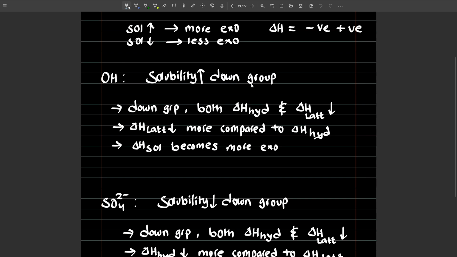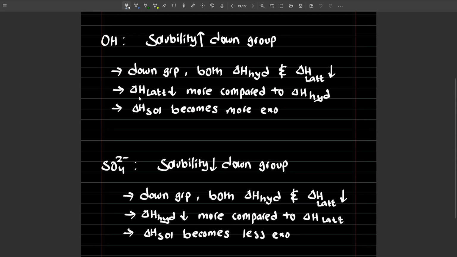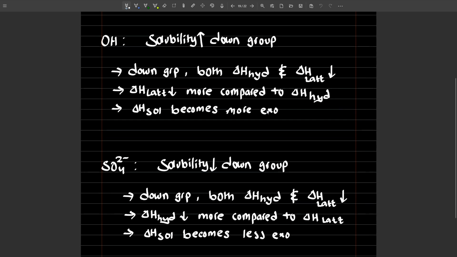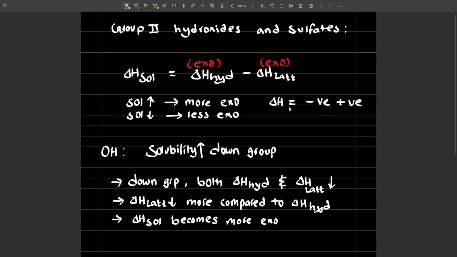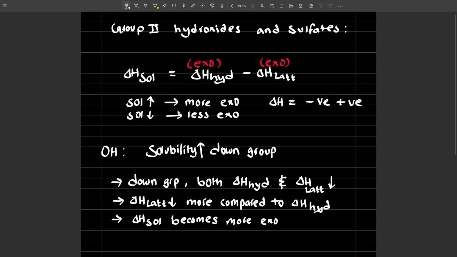Hydroxide solubility increases down the group. Down the group, both hydration and lattice energy decrease. So both of these values are going to decrease. However, the lattice energy will decrease more compared to this value of hydration. So if this positive value decreases more than this negative value, that means the entire answer is going to be more negative. That means the enthalpy change of solution is going to become more exothermic. And that means the solubility is going to be more.